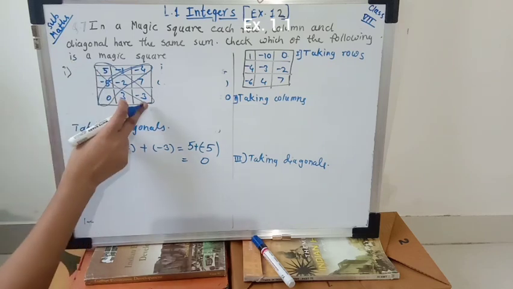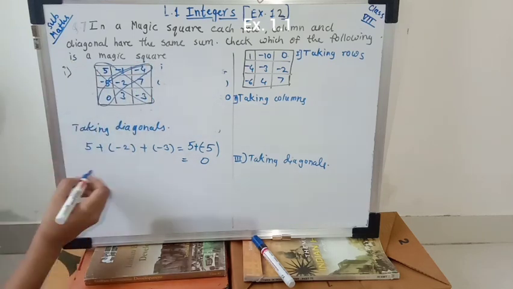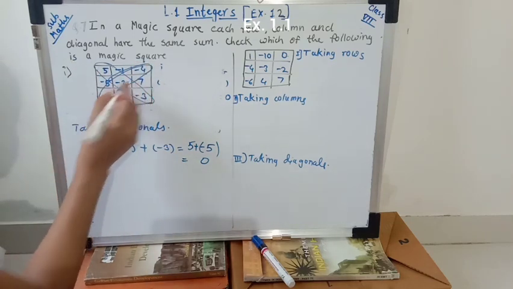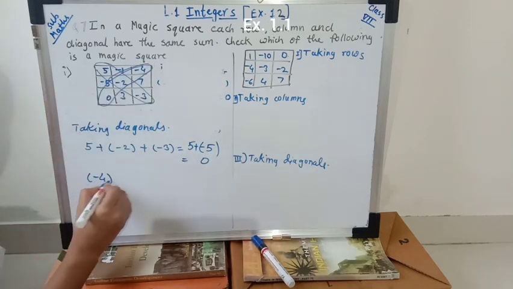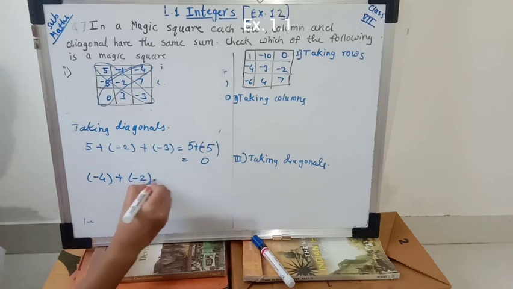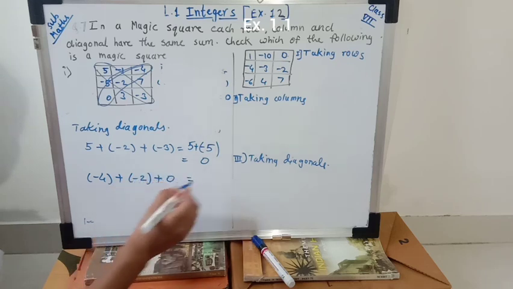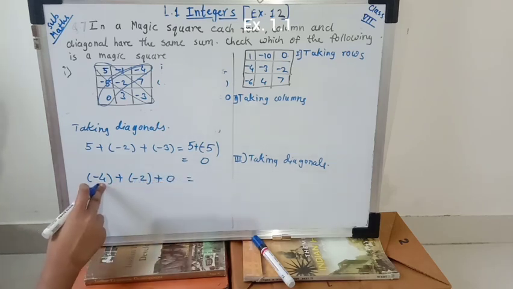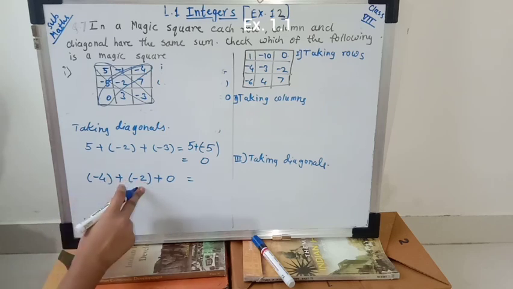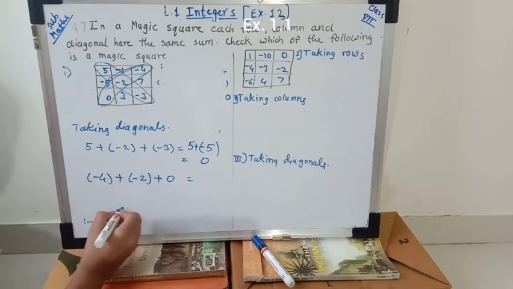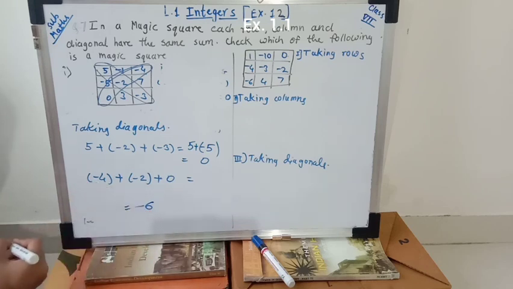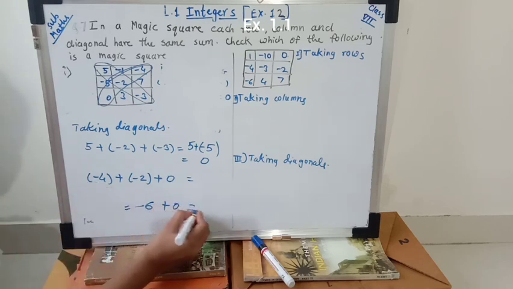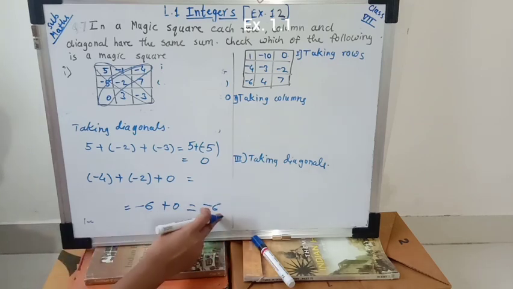Now let's do the addition of the second diagonal. The second diagonal is minus 4 plus minus 2 plus 0. Minus 4 and minus 2, both negative numbers are there. Let's do the addition of those, that is 6. Give the sign of the bigger number, which is 4, so I'll give the sign of that number, plus 0. So here we got minus 6.